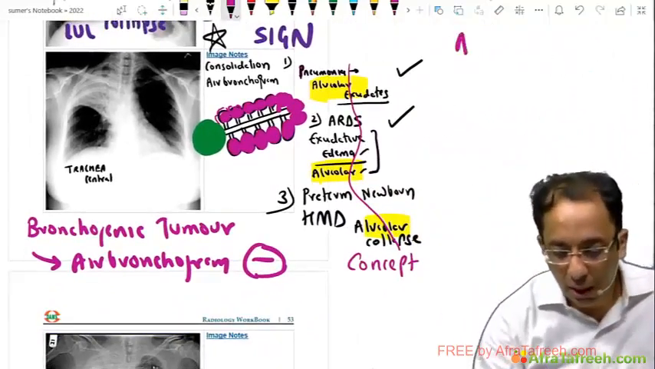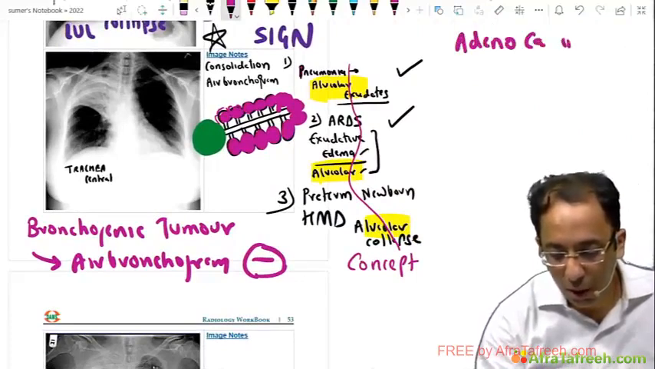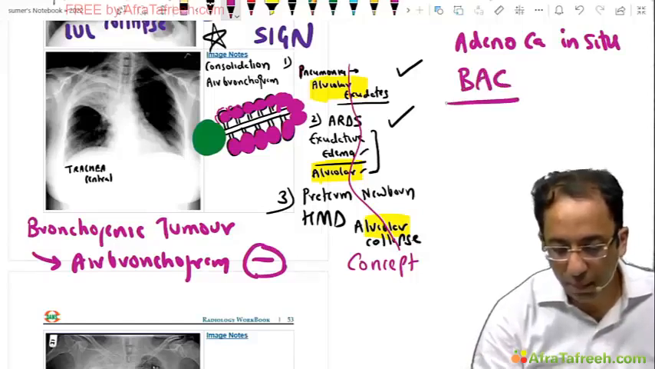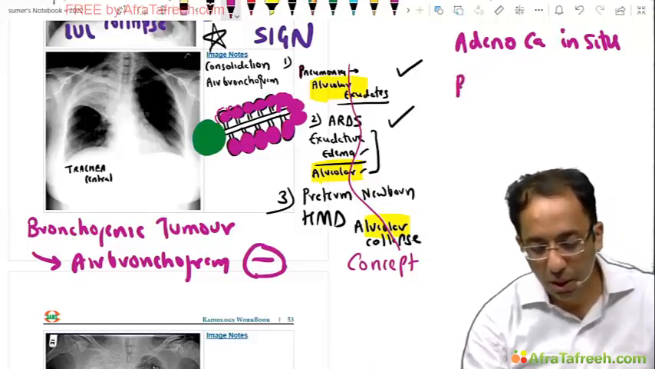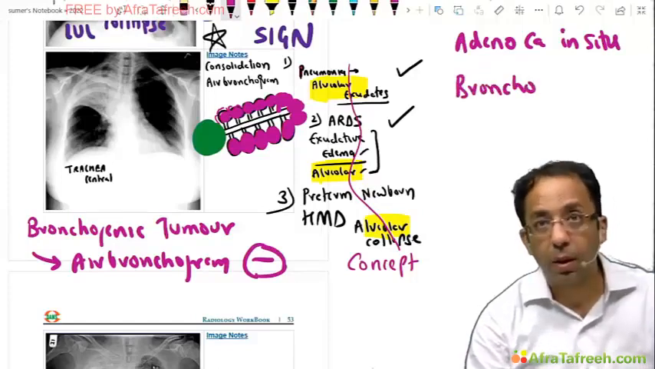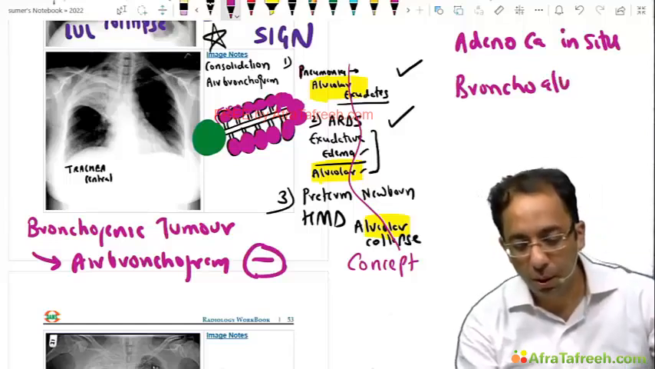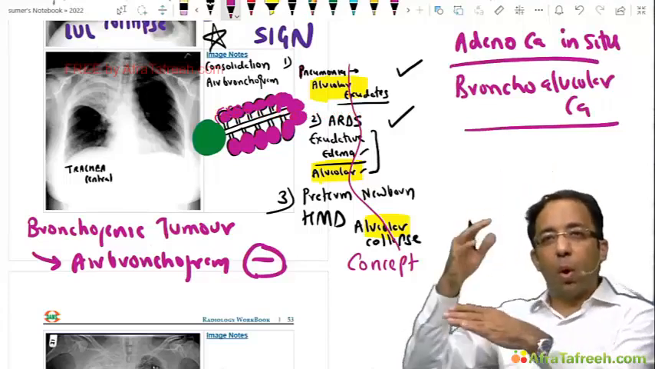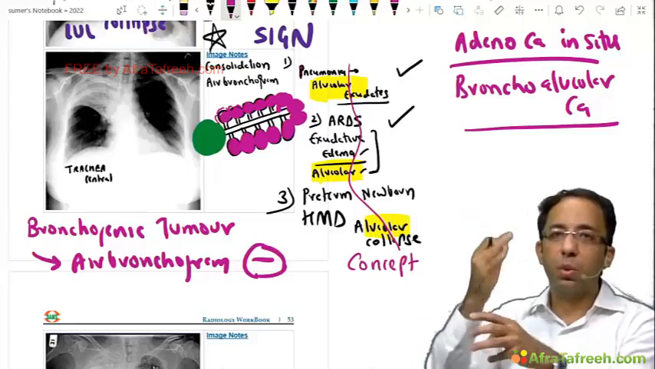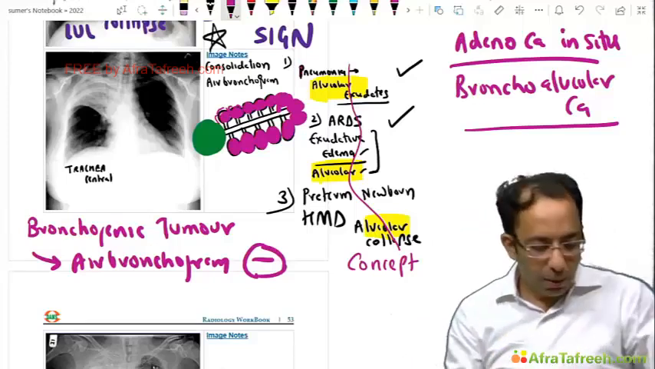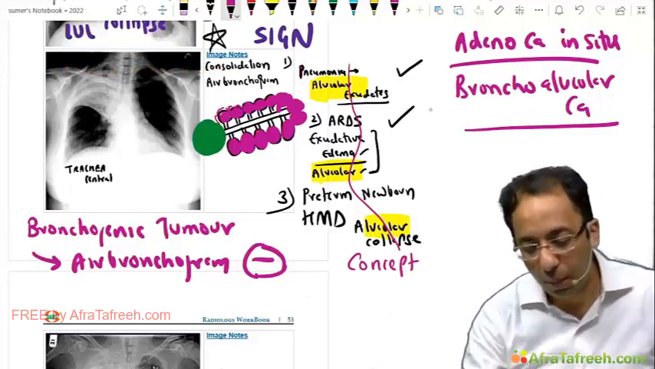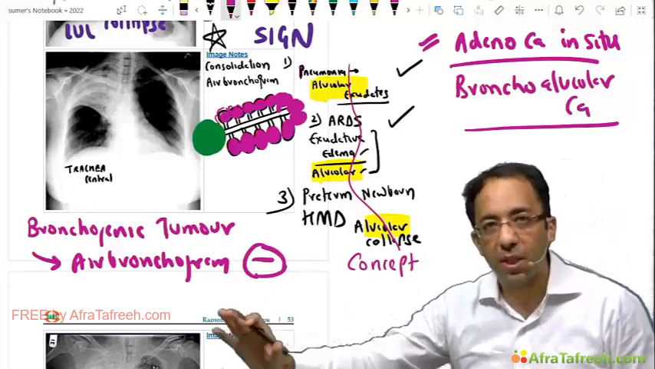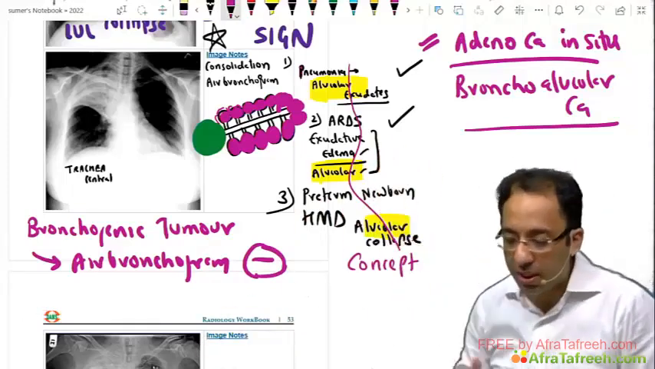There is a lung cancer called adenocarcinoma in situ. Earlier it was called bronchoalveolar carcinoma. This is a typical tumor where the bronchi are not closed. Adenocarcinoma in situ is a type of lung cancer where bronchial obstruction is not there. So here air bronchogram can be found. Don't get confused. Usually in lung cancer air bronchogram is absent. Adenocarcinoma in situ is an exception.